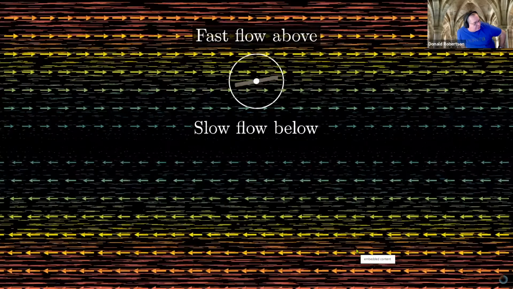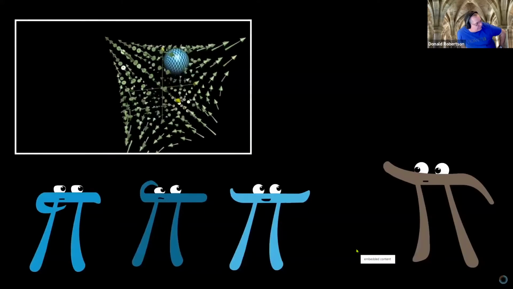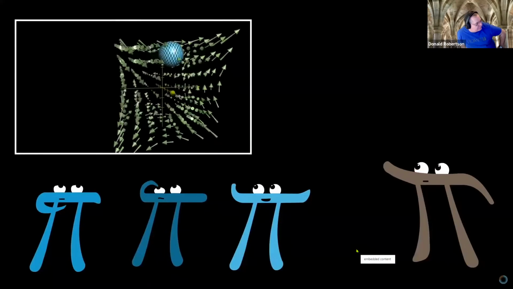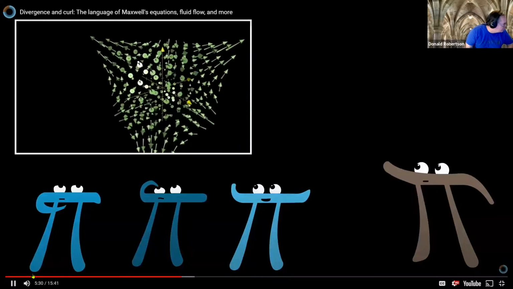And really, true proper curl is a three-dimensional idea, one where you associate each point in 3D space with a new vector characterizing the rotation around that point according to a certain right-hand rule.